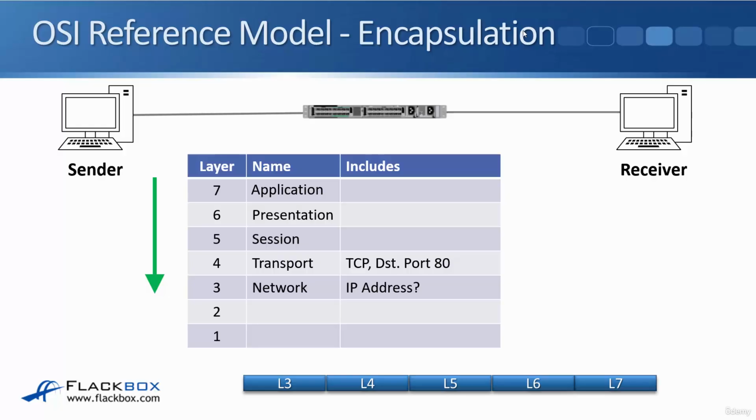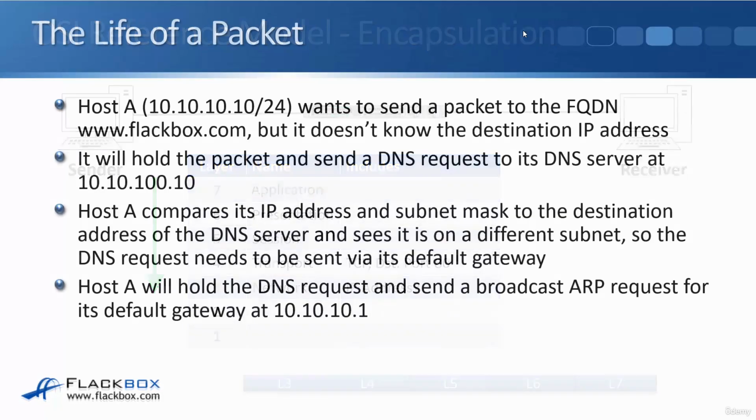Then when the sender on the left is composing this web traffic, it needs to make the layer 3 header next, where it needs to enter the destination IP address, and it doesn't know what the destination IP address is because the user just opened up a browser and entered in www.flakbox.com. So the sender will need to resolve that to an IP address to complete this packet, and it's going to use DNS for that.